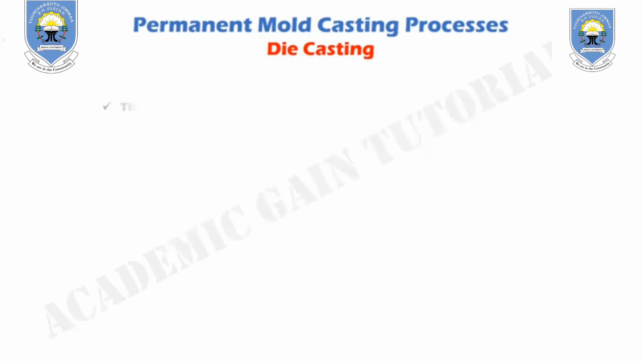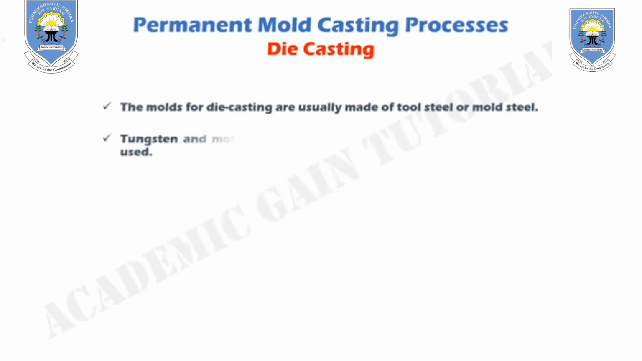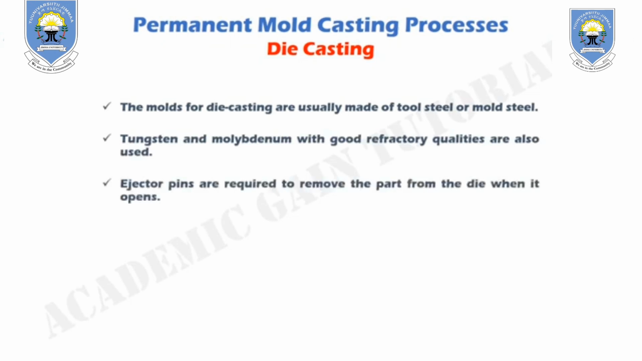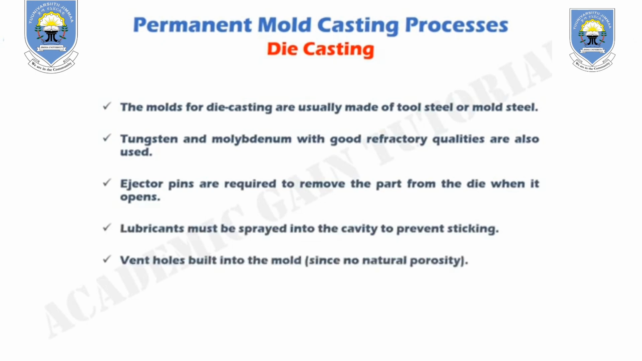The molds for die casting are usually made of tool steel or mold steel. Tungsten and molybdenum with good refractory qualities are also used. Ejector pins are required to remove the part from the die when it opens. Lubricants must be sprayed into the cavity to prevent sticking. Vent holes are built into the mold, since there is no natural porosity.